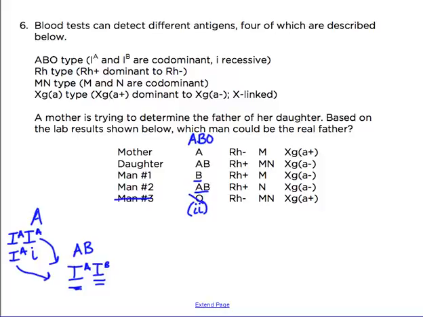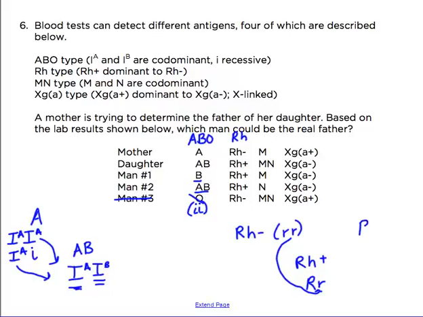Okay, now let's look at the Rh factor, which is here. The mother is Rh minus, and again, because Rh minus is the recessive condition, that means she must be little r, let's call it. The daughter is Rh plus, which means she is big R, little r, and we know that she's heterozygous because she had to get the little r from her mother. So that means that her big R had to come from her father.